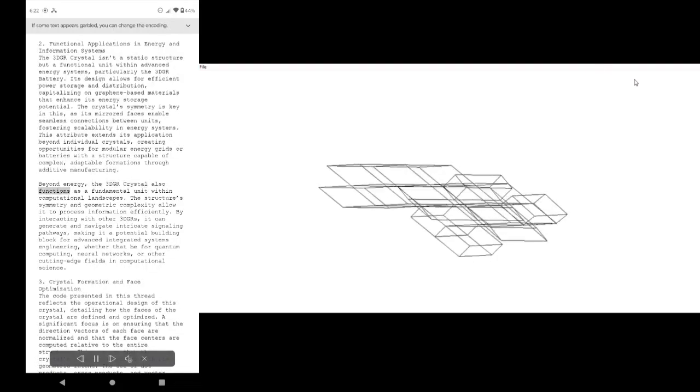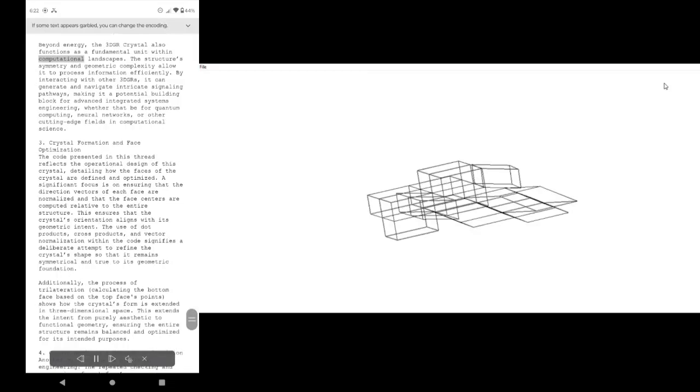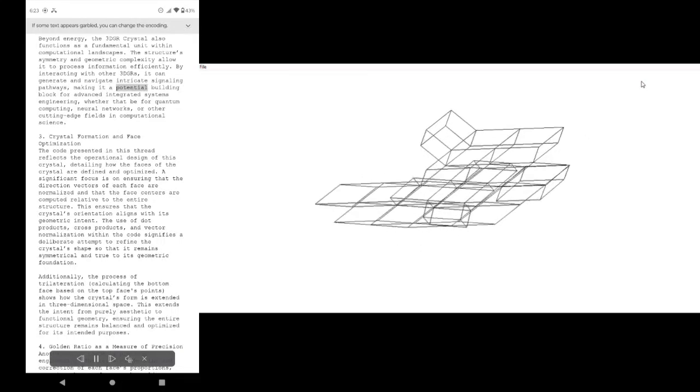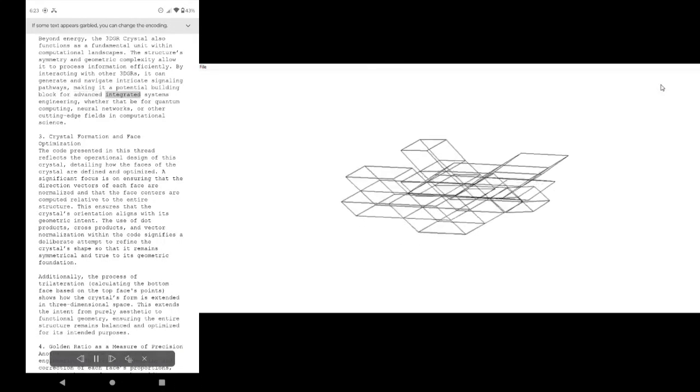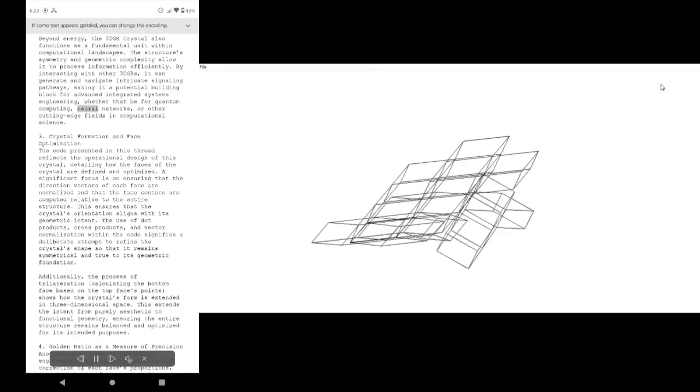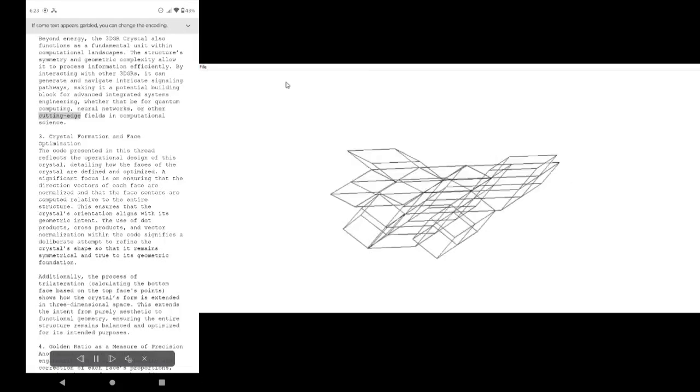Beyond energy, the 3D GR crystal also functions as a fundamental unit within computational landscapes. The structure's symmetry and geometric complexity allow it to process information efficiently. By interacting with other 3D GRs, it can generate and navigate intricate signaling pathways, making it a potential building block for advanced integrated systems engineering, whether that be for quantum computing, neural networks, or other cutting-edge fields in computational science.